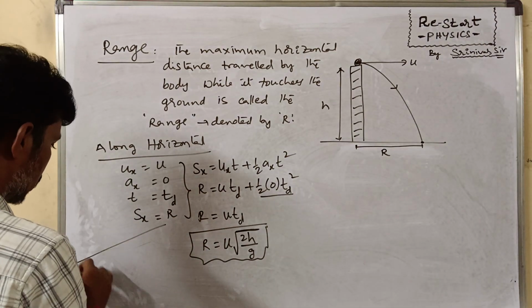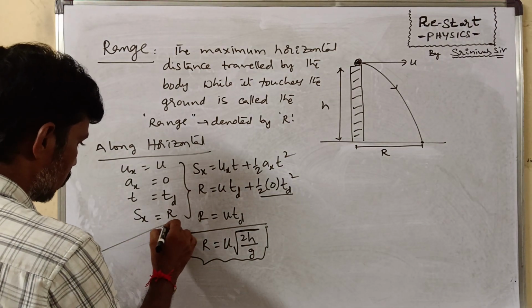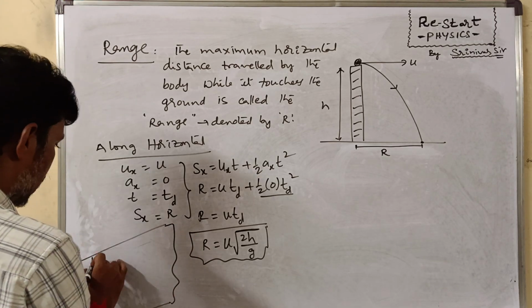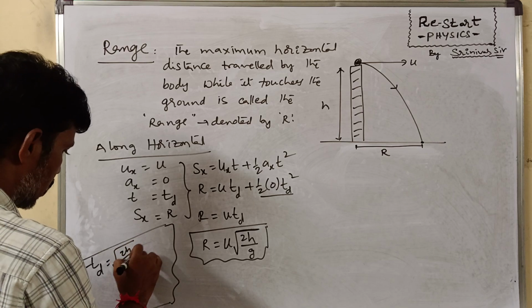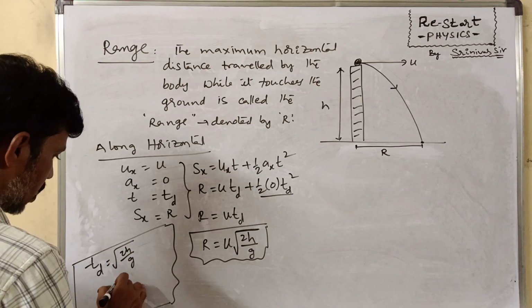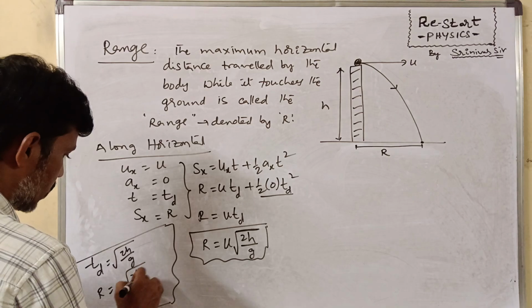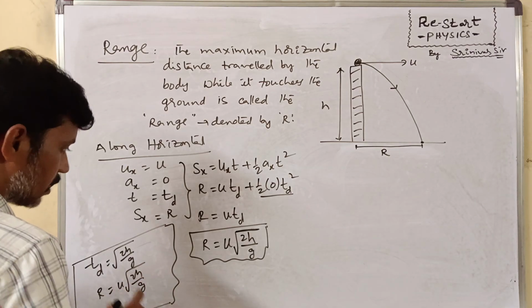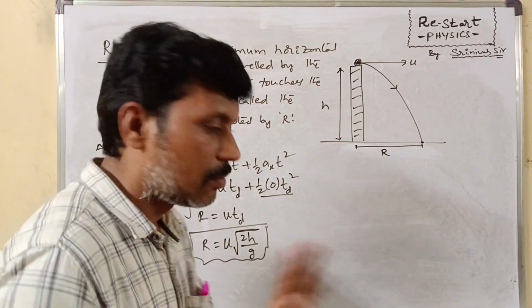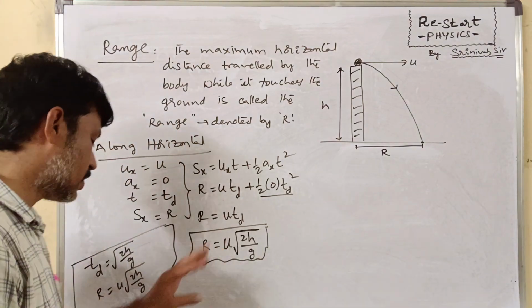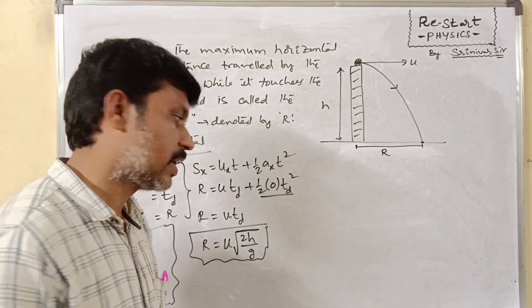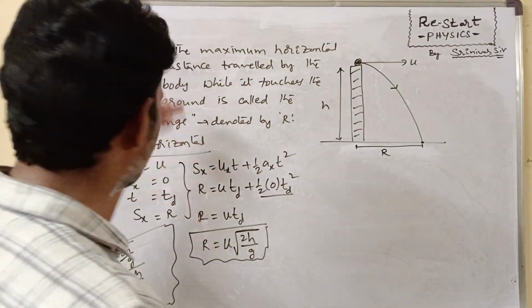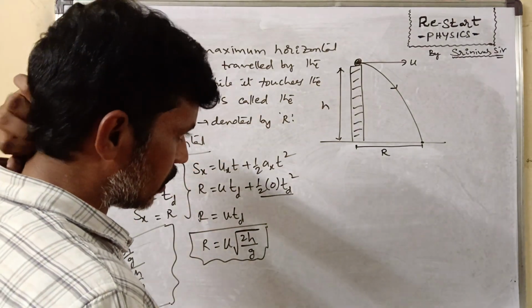Finally, you conclude one thing. What is that one thing? Time of descent formula is root 2h by g. Range formula is u into root 2h by g. Range depends on initial velocity, but time of descent does not depend on initial velocity. That depends only on the vertical height of the tower. This is the range of the projectile.